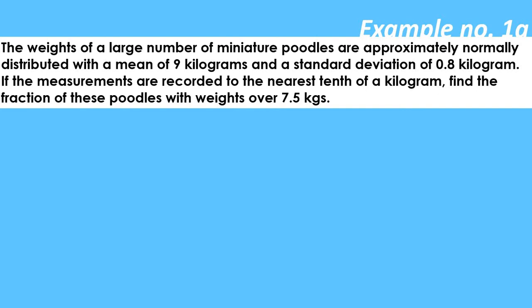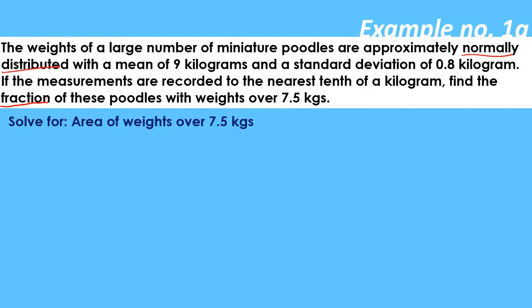over 7.5 kilograms. Now, this is a problem involving the normal distribution because notice that it is stated here that the weights which we are measuring is approximately normally distributed. Now, this is our clue. We are tasked to solve for the fraction of these poodles with weights over 7.5 kilograms. So this fraction is just a ratio and we are talking about the probability or area here.